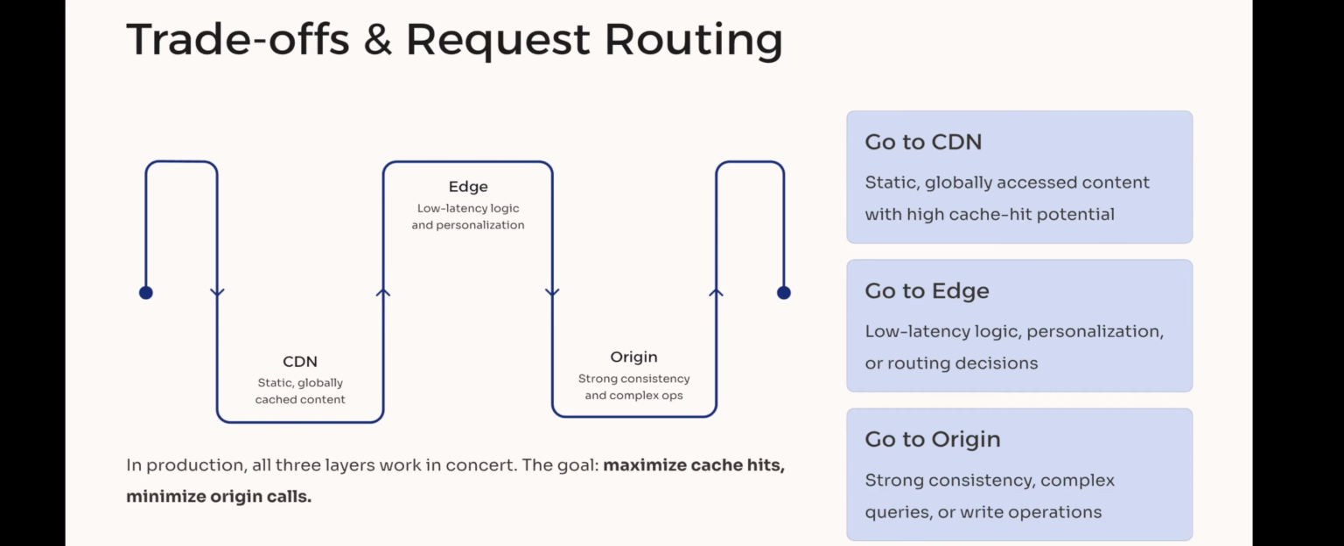Trade-offs and system design. So how do we decide where to handle requests? If content is static and globally accessed, we rely heavily on CDN. If we need low latency logic or personalization, we push it to the edge. If we need strong consistency or complex logic, we go to the origin. In real systems, we combine all 3 layers: user to CDN to edge to origin. The goal is simple: maximize cache hits and minimize origin calls.